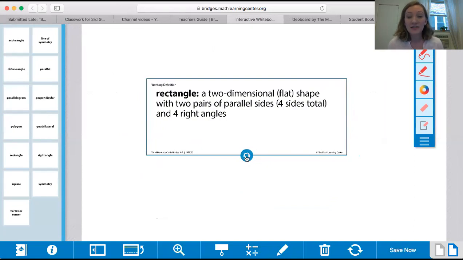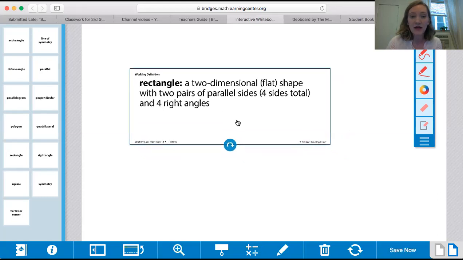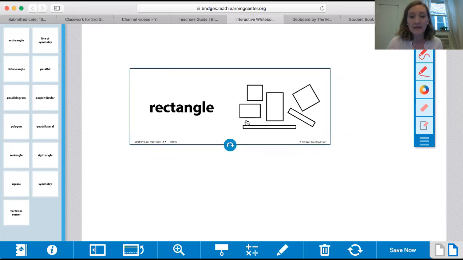A rectangle is a two-dimensional or a flat shape, not like the Easter egg, it's flat, like on a paper. A three-dimensional rectangle would be like a cube that you could hold in your hand, but a rectangle on paper is flat. It's two-dimensional. 2D means it's flat. It also has two pairs of parallel sides. Parallel sides. We're going to talk about what parallel means.